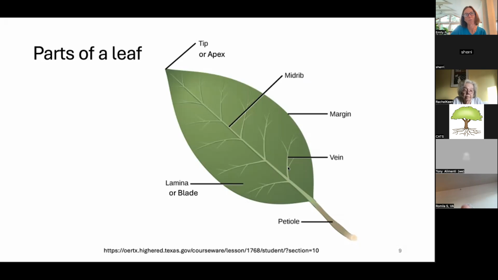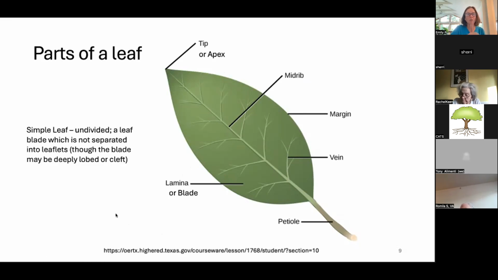Sometimes they're called axial. Then we have the margin, which is the edge of the leaf. We have the apex at the tip and the top, and we have the lamina, that is all the green that makes up the leaf. And sometimes the bottom is referred to as the base.